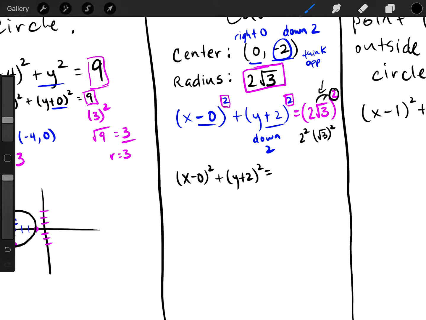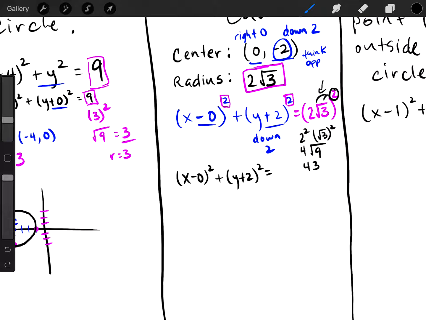First, (x minus 0) squared plus (y plus 2) squared equals... what we can do is multiply out this (2 root 3) squared right here. We're going to take that exponent of 2 and give it to both pieces, right? So we're going 2 squared, and the square root of 3 squared. Now this is the longhand way of doing it.